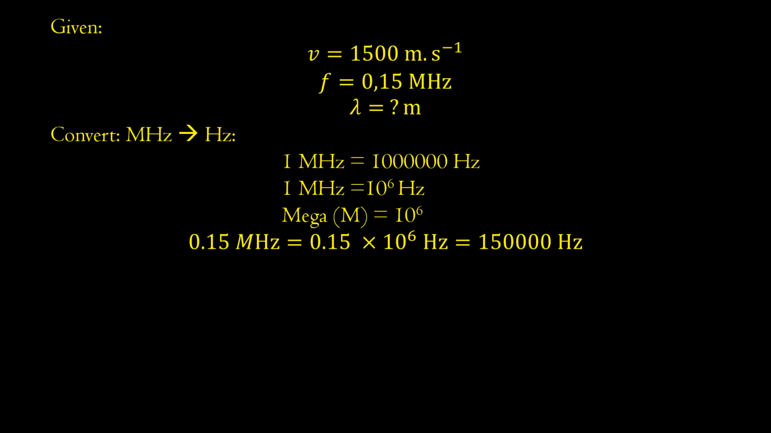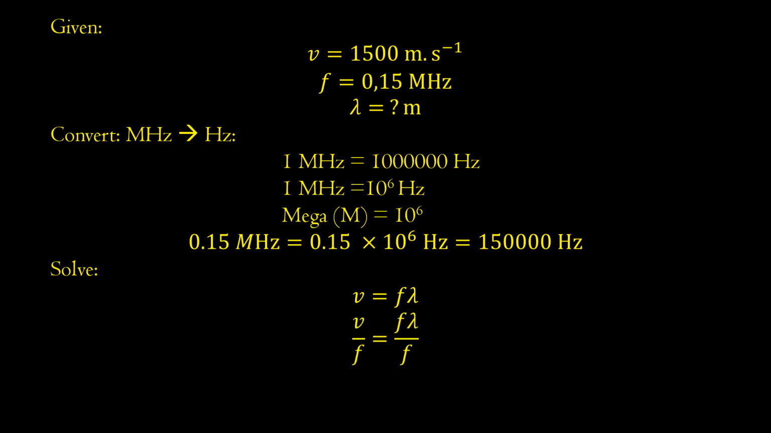So now that we have the frequency in the right units, we are ready to solve. And we said that we would use the expression for the wave equation to solve for the wavelength. So the expression for the wave equation, we said it is that the speed v equals the frequency f times the wavelength lambda. We need to make the wavelength the subject of the formula because that is the quantity that we are trying to solve for. How do we do that?